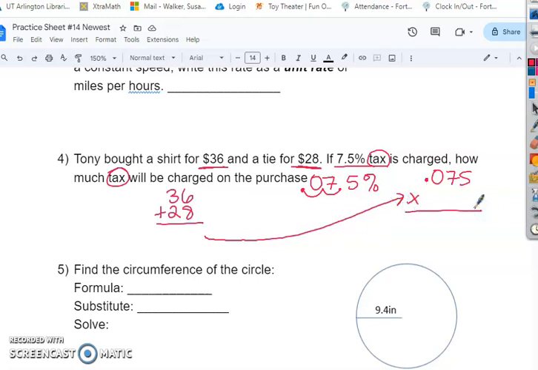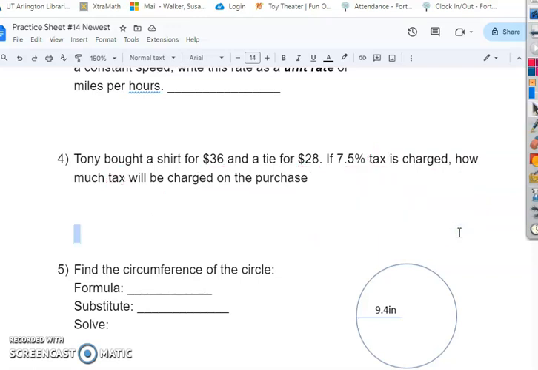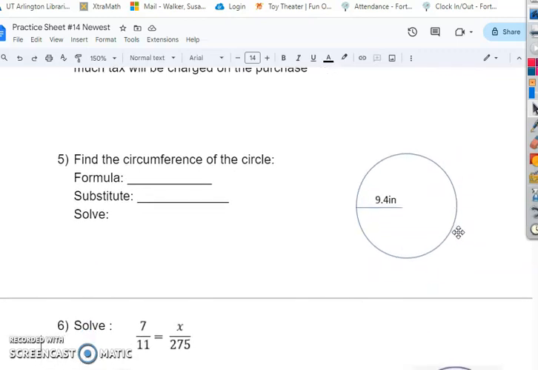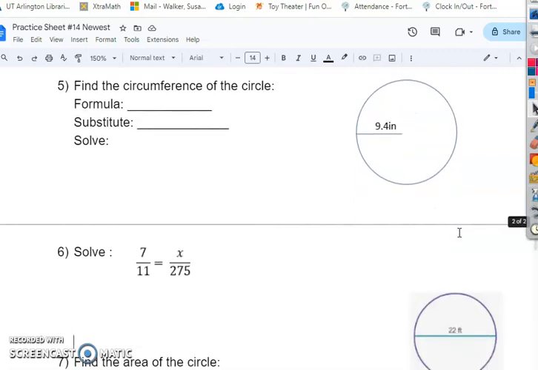We've done this over and over and over. Change that percent to a decimal and multiply. Number 5. Circumference of a circle. I am not going to go over this one with you. I want you to practice this. This is circumference of a circle.